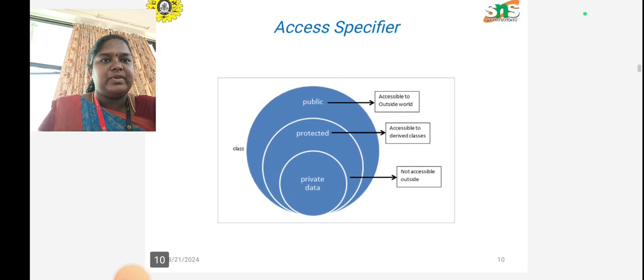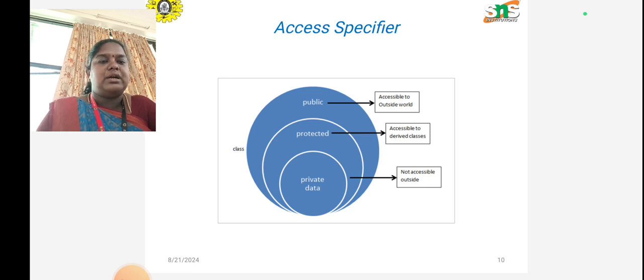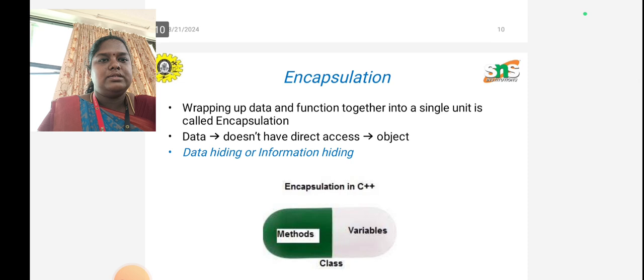Access specifier means we are having three access specifiers: private, public, protected. In a class, private means it is non-accessible outside the class. Protected means accessible to derived classes. Public means accessible to the outside world. Whoever wants can use public.